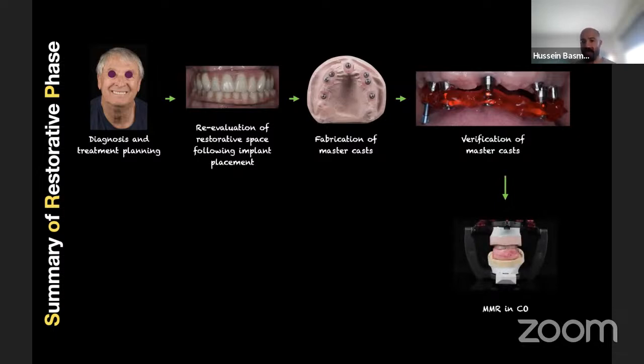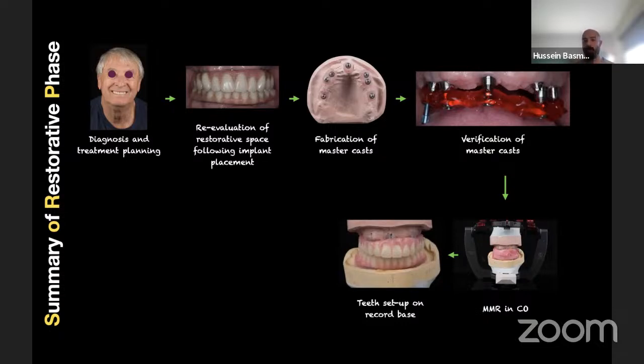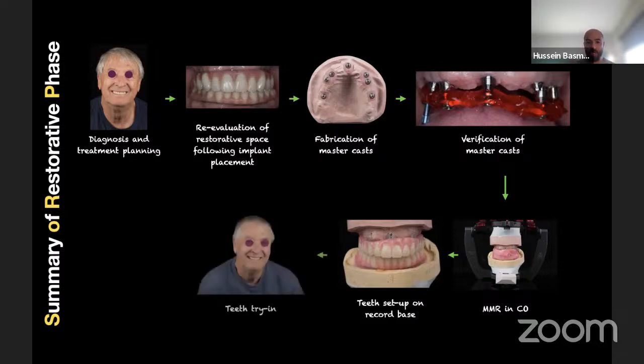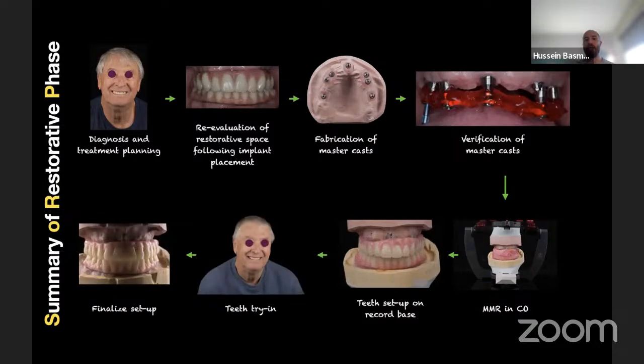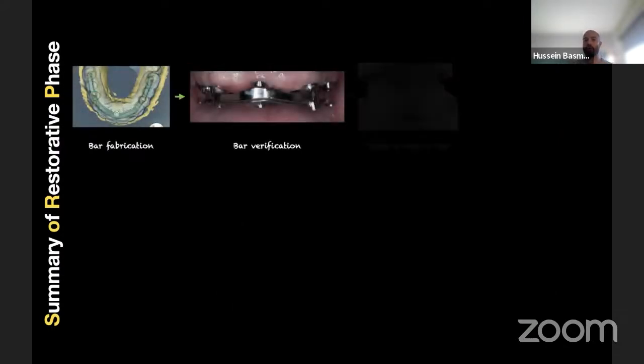passively fit. We check that with a Sheffield test. Again, we just put a screw on one side. This whole thing should be seated really well. Then after we take the full arch impression, the impression with the custom impression tray, we do the wax rims, and this wax rim we should set in MMR, or in centric occlusion. We make sure that we are trying the teeth in the patient's mouth and adjusting, and then we are finalizing this setup.